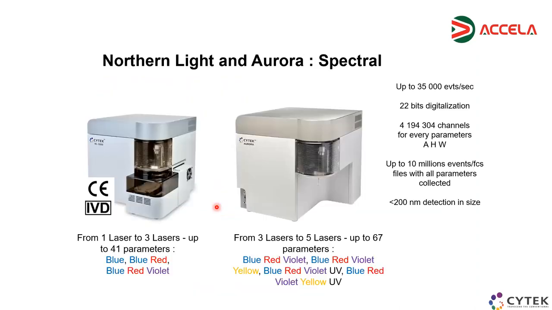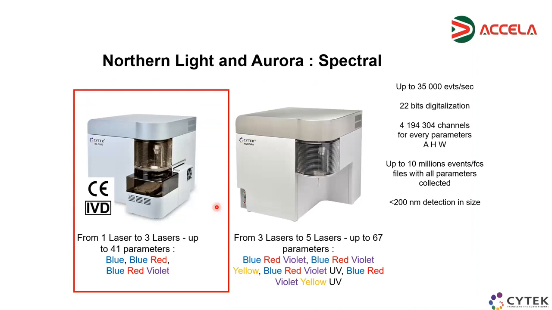There are different options for how to apply this technology. Northern Lights is the smaller brother, let's say, which in my opinion is already a really high performance instrument. Three lasers, up to 38 fluorescent channels, 41 parameters, because we can create two side scatters at the same time: one side scatter from the blue, one from the violet, plus one forward scatter, for a total of 41 parameters. And this is a system which recently acquired the CIVD certificate, so it's also fully ready for clinical use.